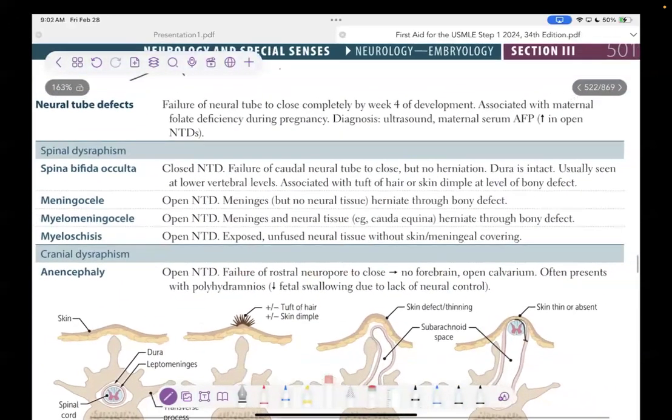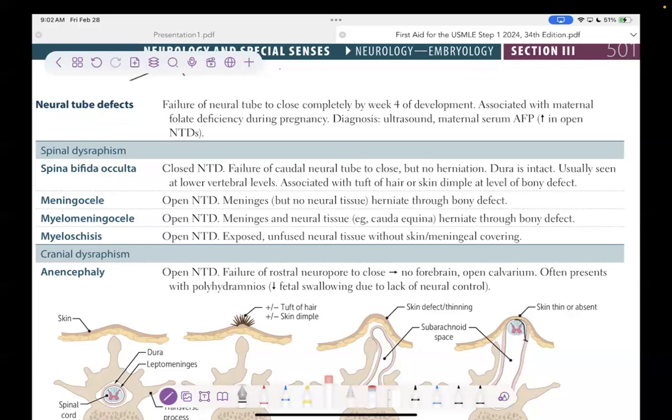So now we say neural tube defect. Now that we know the basics, we know what the neural tube is. The neural tube is the tube that makes the CNS and spinal cord, and the notochord was helping it with the sonic hedgehog gene, and it makes the neurons and non-neuronal cells of the CNS. So everything we know about that, right?